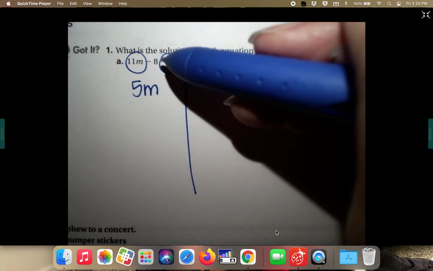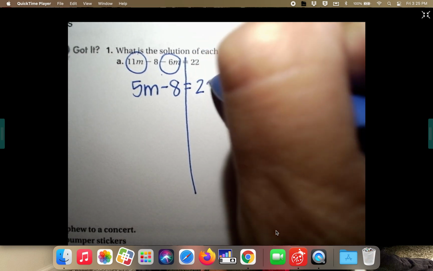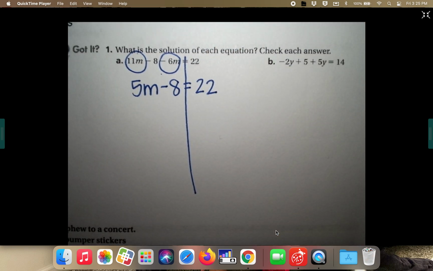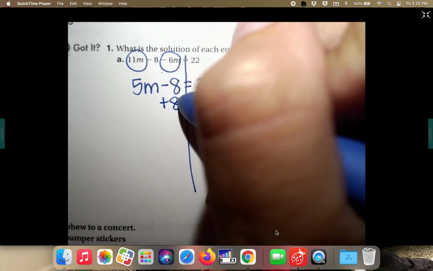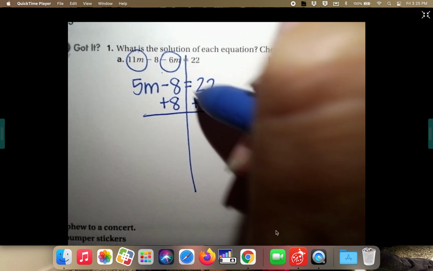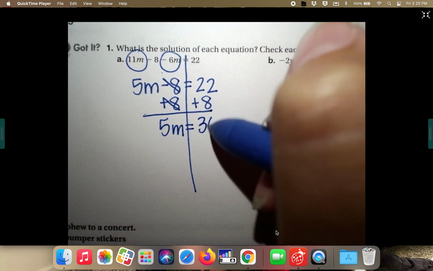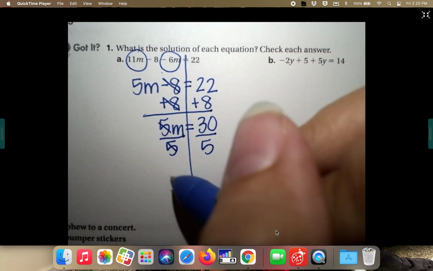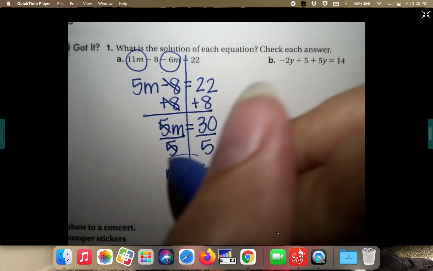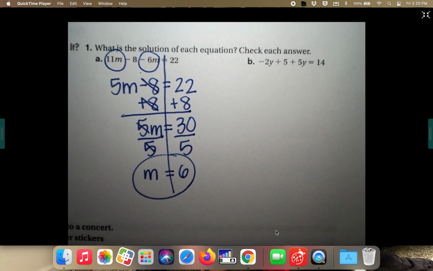Now I've got to bring down my minus 8 that I haven't used yet, and my equals 22. All right, guess what? It's a basic 2-step equation now. I'm going to add 8 to both sides. I'm going to bring down my 5m equals 30. I'm going to divide both sides by 5. And m equals 6. I went really fast, but hopefully that's because you were already done.